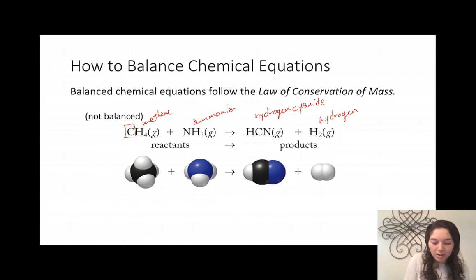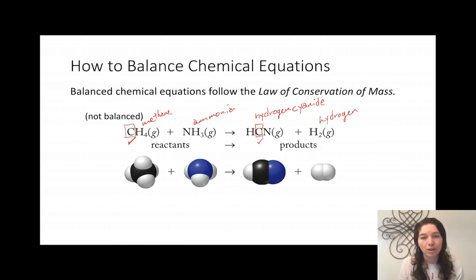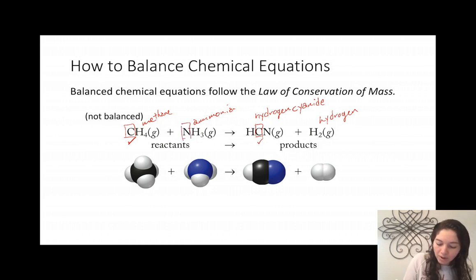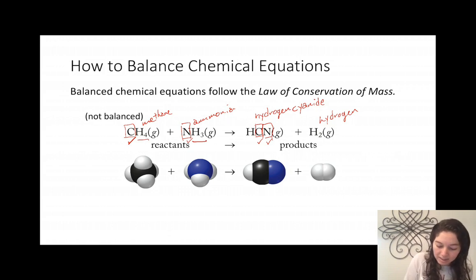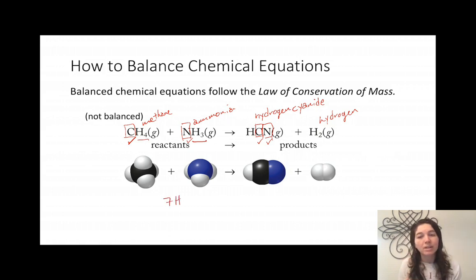So if we look, we have one carbon on this side, we have one carbon on this side. So carbon was not created or destroyed. Nitrogen, we've got one on this side and one on this side. Nitrogen was not created or destroyed. Let's take a look at our hydrogens now. Hydrogen has 4 on this side and 3 on this side, so we've got 7 hydrogens. Whereas on the other side of the equation, we've got 1 and 2 for a total of 3 hydrogens. So this equation is not balanced. We are effectively losing mass here because we've lost hydrogens.